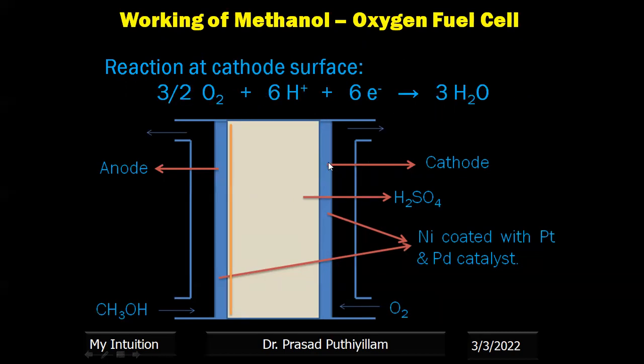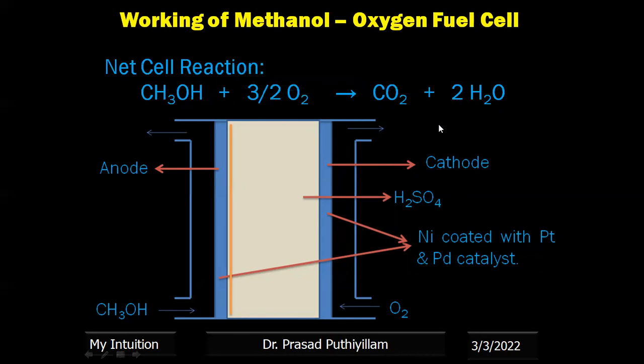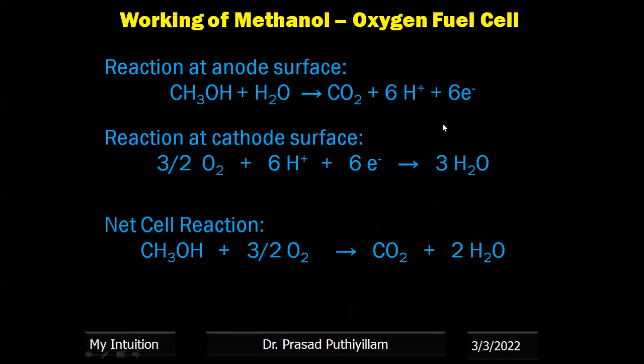Then at the cathode surface, the oxygen which is passed through the cathode compartment combines with 6H+ and 6 electrons to give 3 moles of water. Therefore, the net cell reaction we can write as CH3OH, methanol, plus 3/2 O2 gives CO2 plus 2H2O. Okay, so reaction at anode, reaction at cathode, and net cell reaction. If you see, on the reactant side there is only one H2O, and 3 H2O on the product side. Therefore, that gets cancelled and we get 2 H2O.